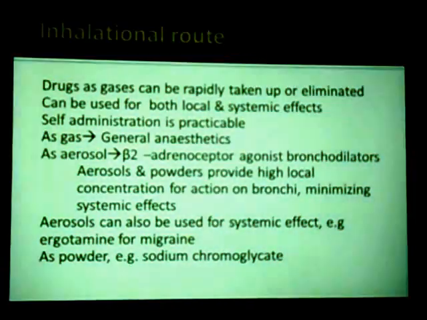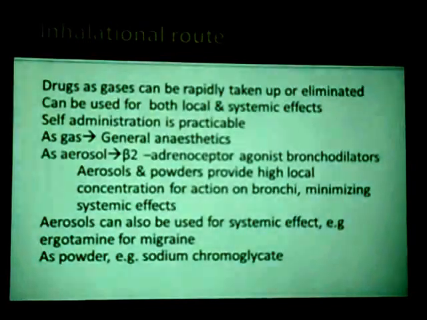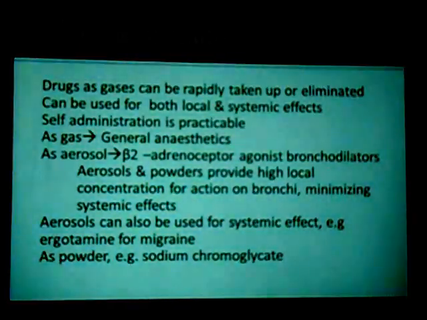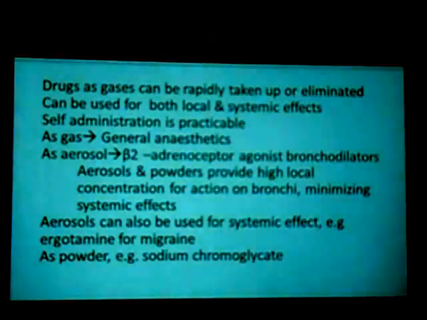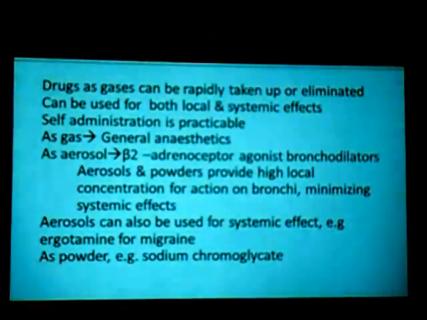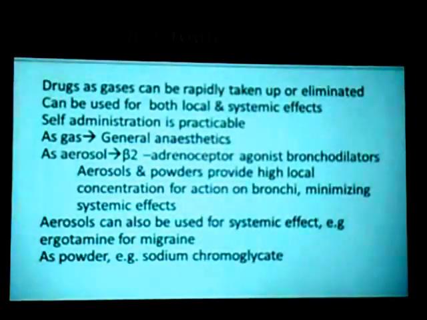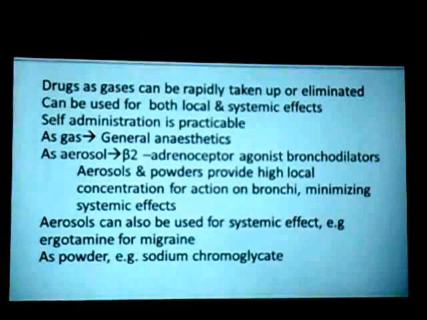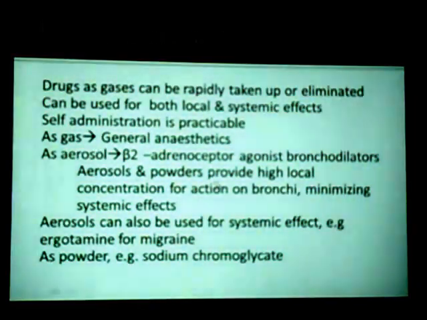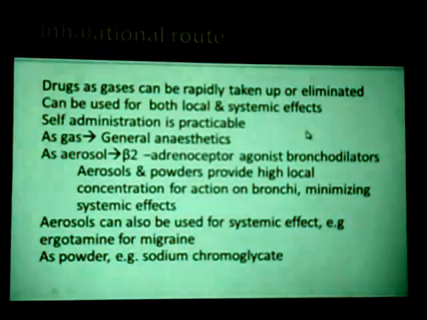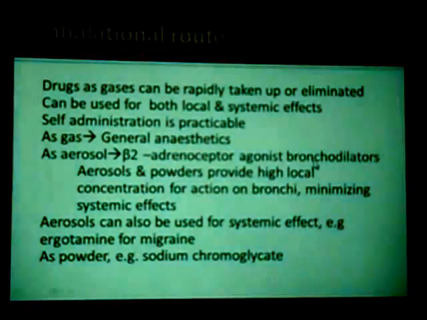Okay, so we also have general anesthetics, such as volatile liquids. Okay, we have halothane, enflurane, isoflurane. All these drugs are used with the help of a compressor, and they are administered as general anesthetics by the inhalational route. So beta adrenoreceptor agonists act as bronchodilators in asthmatic patients.